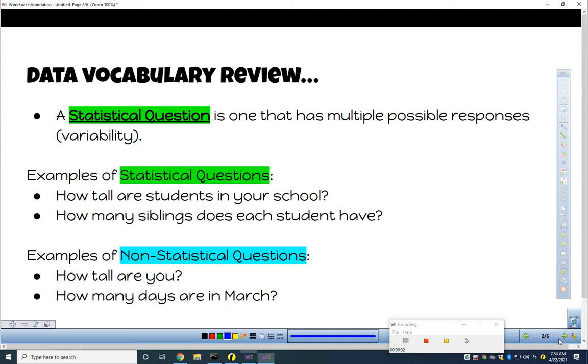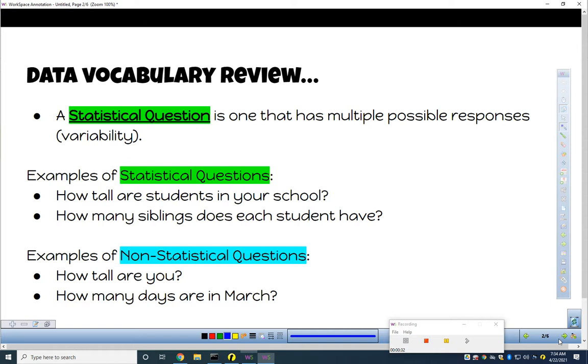So just some data vocabulary, and really this is the meat and potatoes of this: we're going to decide whether a question is a statistical question or it's not. A statistical question is one that has multiple possible responses, right? This question would have variability. And so I would invite you, if you're following along in the digital notebook or in your notes, to pause and highlight the things that I have highlighted.